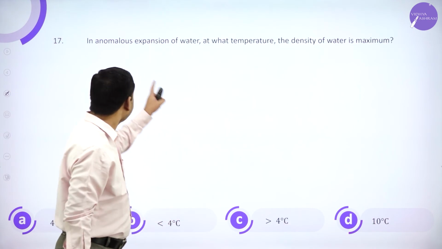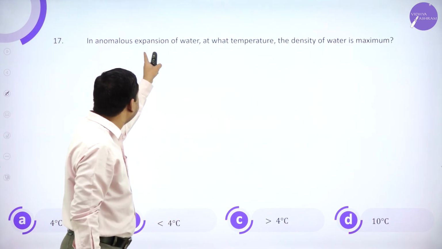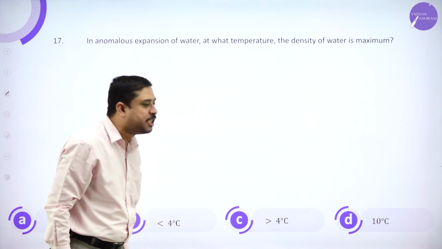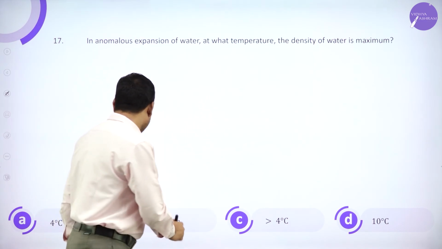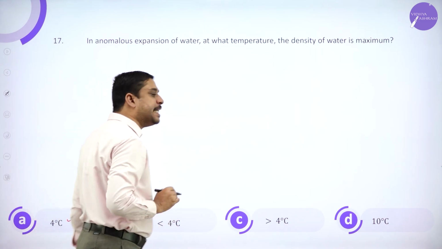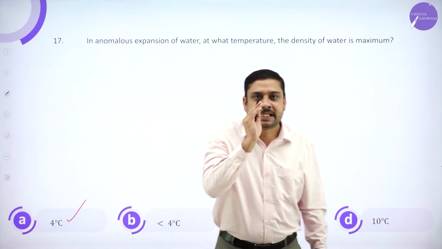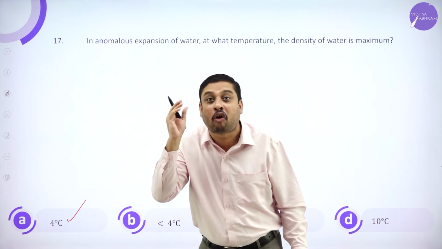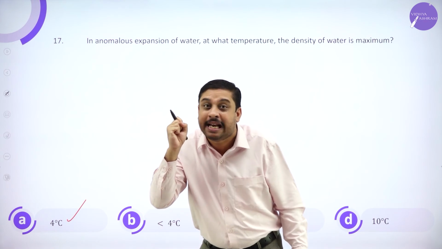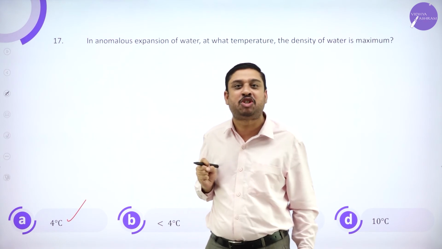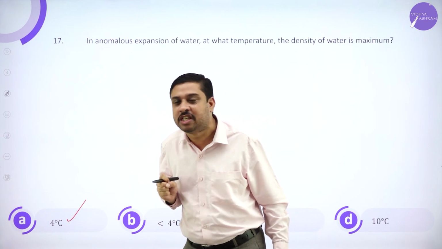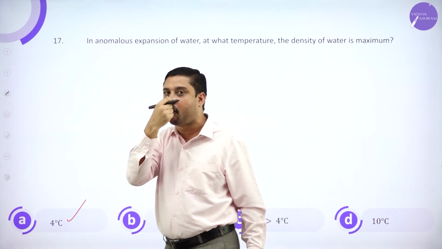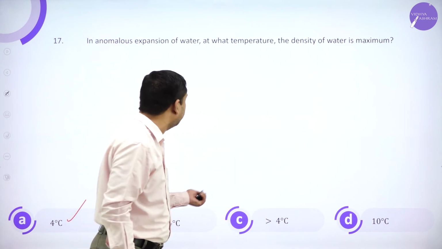Next one. In anomalous expansion of water, at what temperature density of water is maximum? It is at 4 degrees Celsius. 0 to 4 degrees Celsius, water contracts. Only after 4 degrees Celsius, there is expansion. So at 4 degrees Celsius, density of water is maximum.